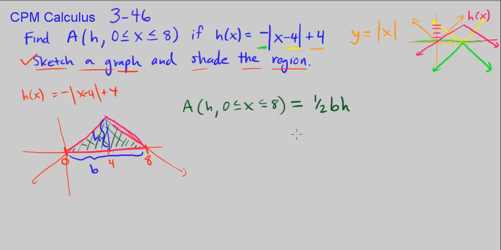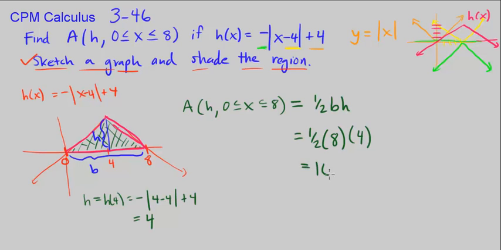So let me just plug this in. 1/2, 8 units as the base. And what's the height? Well, the height is the value of our function at x equals 4. So h, as our height, is equal to our function at 4, which is negative the absolute value of 4 minus 4 plus 4. So that's 0 plus 4, which is 4. So our height is 4. Multiply all these together and you get 16.